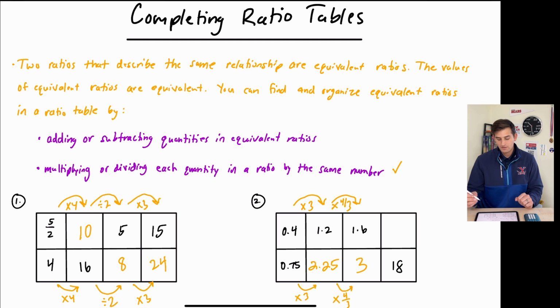Okay, now I notice that in the lower row of my table, we're going from 3 to 18, which would be like multiplying by 6. So we can do 1.6 times 6, and we get a value of 9.6 for our last missing box. Okay, so that's how we can complete some ratio tables.